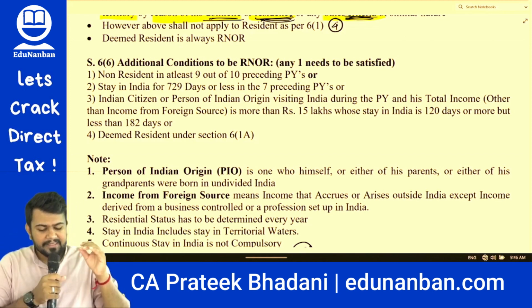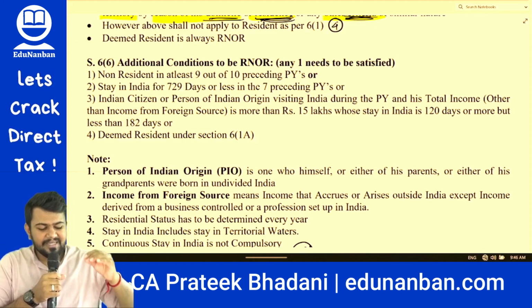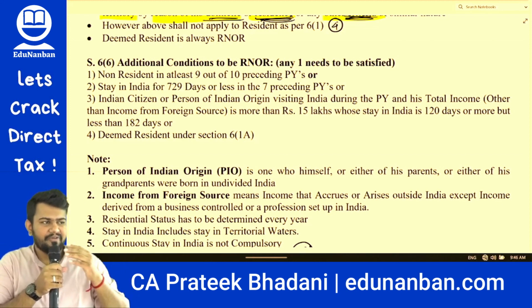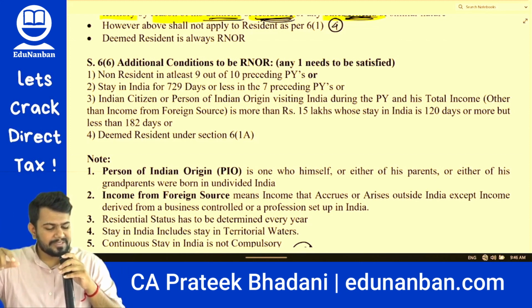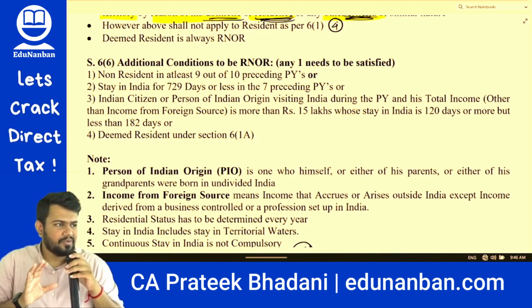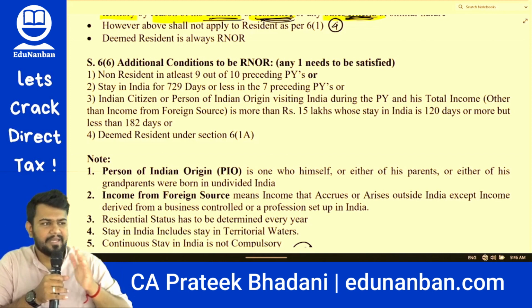Condition 3. The person should be an Indian citizen or person of Indian origin, visiting India during the previous year, and his total income other than income from foreign source should be more than 15 lakhs, whose stay in India is between 120 days and 182 days. It means what? 120 days or more, but less than 182 days.